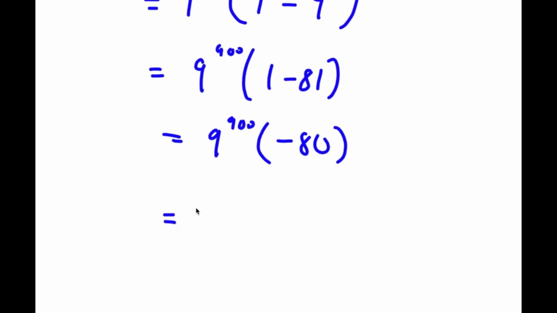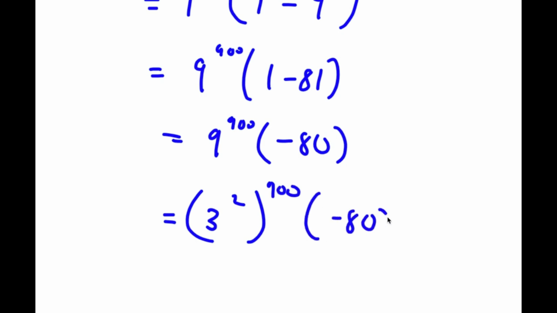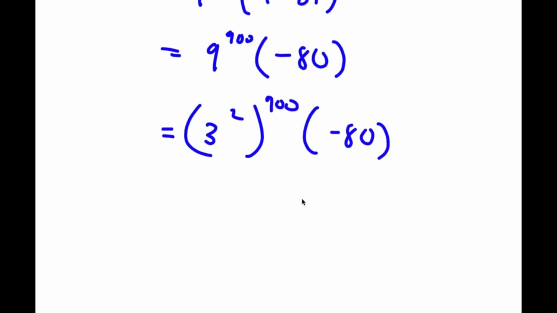Now 9, that's the same thing as 3 to the power of 2. So now I have 3 to the power of 2, to the power of 900, times negative 80. And this is the same thing as 3 to the power of 1800 times negative 80.